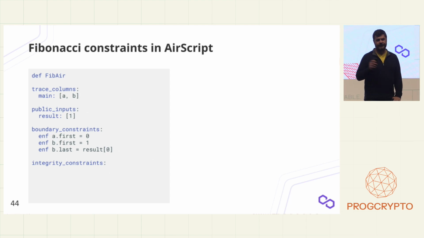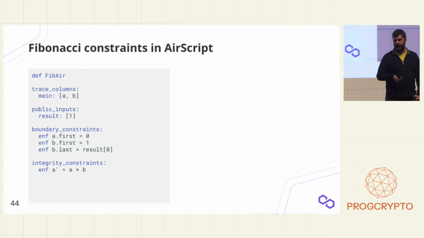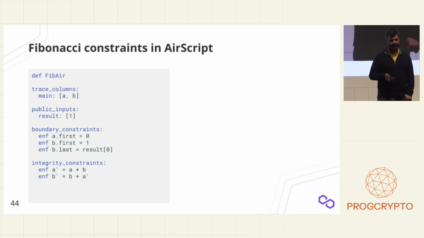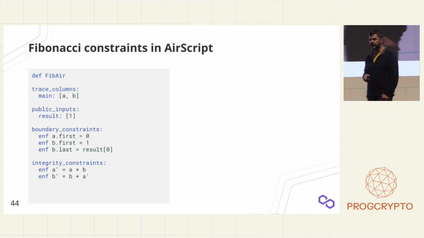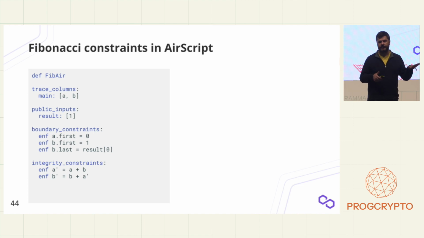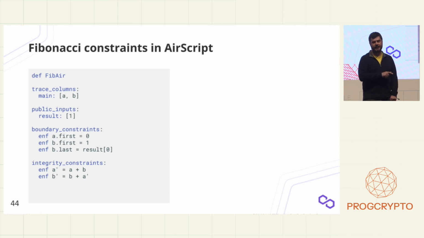Then we have our integrity constraints, which are basically copy and paste from the constraints that I showed previously. So the next value in column A should be the sum of the current values from columns A and B. And the next value in column B should be... or actually, sorry, I said it backwards. The next value in column B should be the previous value from column B plus the next value from column A. Sorry for the confusion.